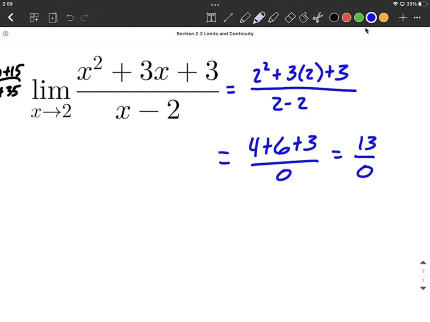Because we did not get a 0 in the numerator this time, I'm not going to be able to factor that and find an x minus 2 to simplify down to lowest terms. So what this tells us is when it's a number divided by 0, and the number is not 0 divided by 0, this does not exist.